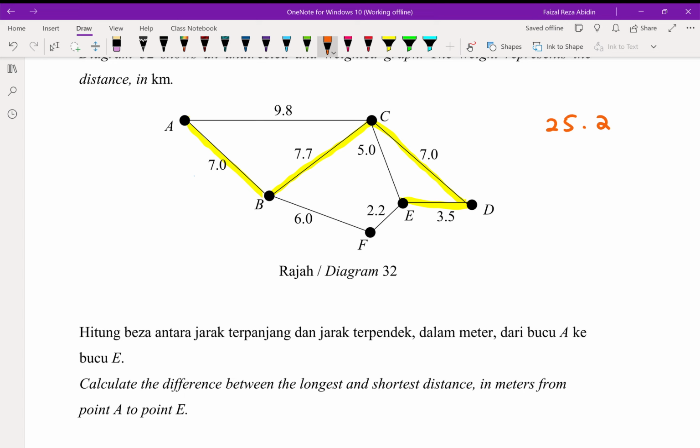Okay, shortest? Straight away you're going to get A to C to E. A, C, E, 9.8 plus 5 is going to be 14.8. So, if we find the difference here. What about A, C, B, F, E? A, C is 9.8. And then C to B, 7.7. B to F, and then. 35.7. Okay, so that one is the longest. Yeah, 25.7.